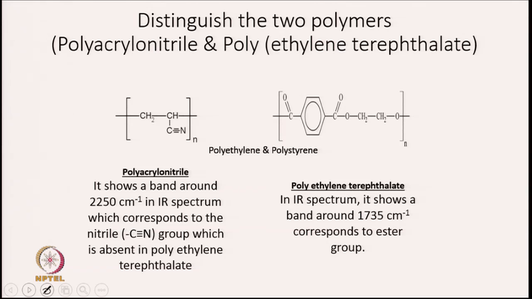In the first one, polyacrylonitrile, there is a nitrile group, and the nitrile group absorbs at 2250 centimeter inverse, so you get a band around 2250 centimeter inverse in the IR spectrum if you have a polyacrylonitrile sample. In polyethylene terephthalate, you have an ester group, which absorbs around 1735 centimeter inverse, so you can know whether you have polyethylene terephthalate or polyacrylonitrile. So, two polymers can be distinguished using IR spectroscopy.